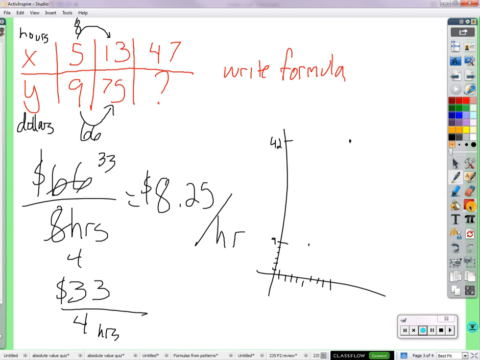33 plus 9. 41. No, it's 42. Okay. So if I move over 4 hours, if I look 4 hours into the future, I should earn 33 more dollars, which puts me at a total of $42.